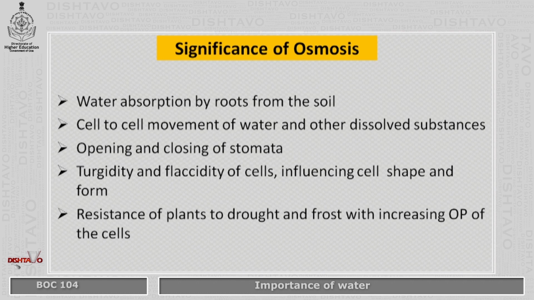So, these are the significances of osmosis. It helps in water absorption by the root from the soil, cell to cell movement of water and dissolved substances, opening and closing of stomata, turgidity and flaccidity conditions which influence the shape and size of the plant cell, and also account for resistance of plant to drought and frost.